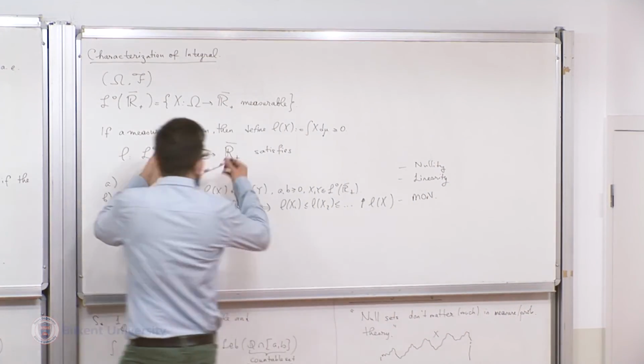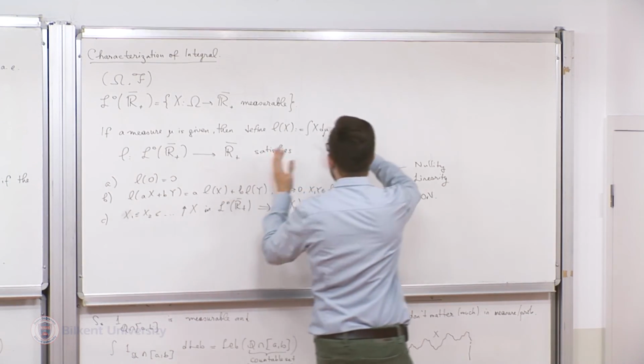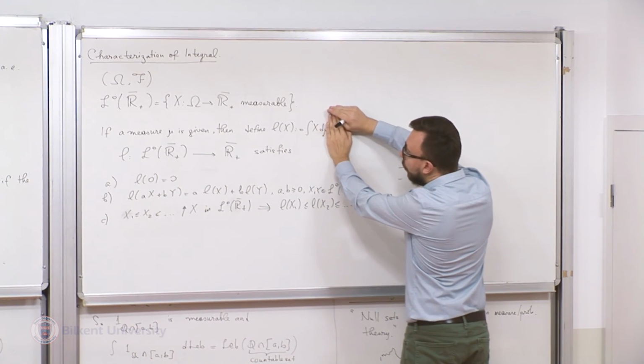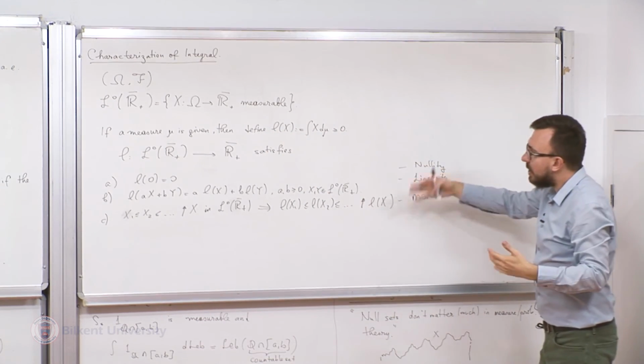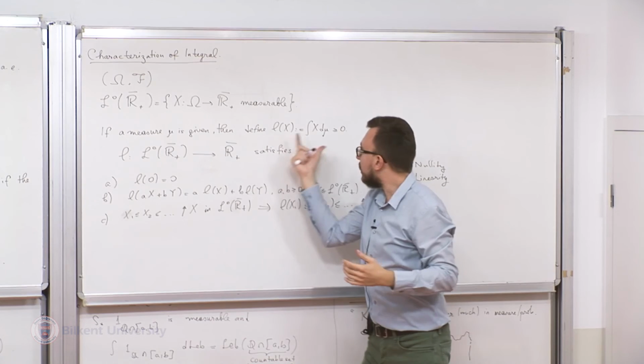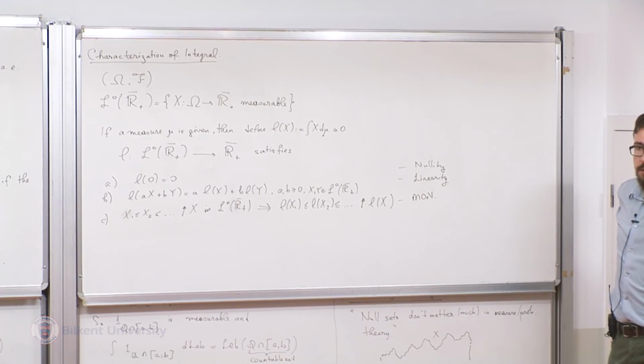I just rewrote what we already know, but I rewrote them without referring to mu. So I defined a functional L, and I just replaced integrals with this L. So there is nothing to show about this.